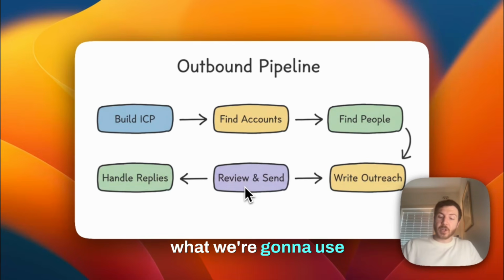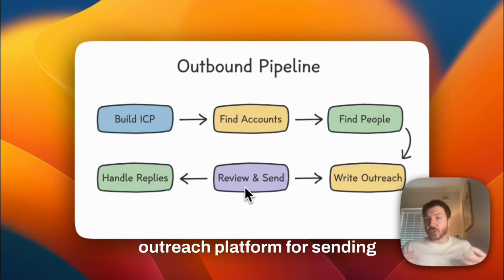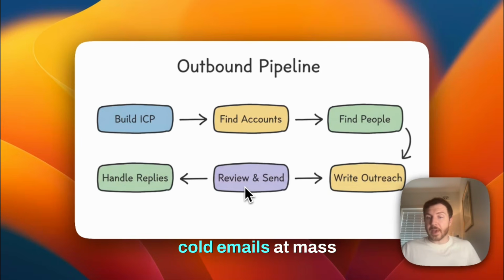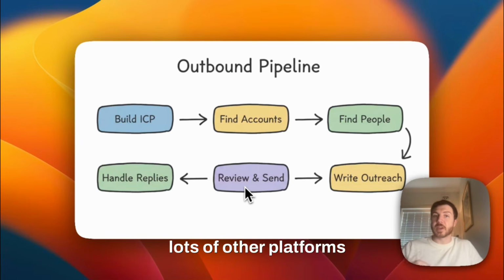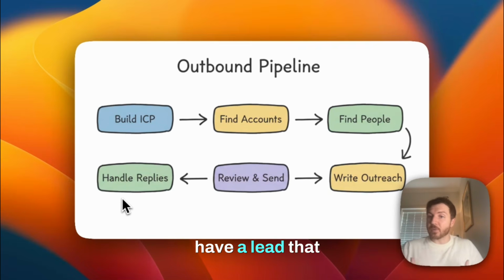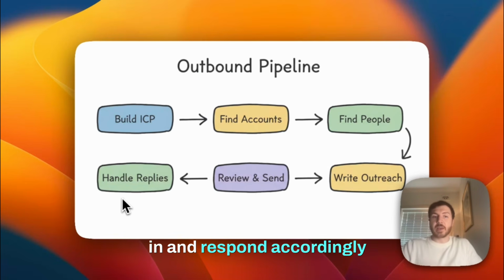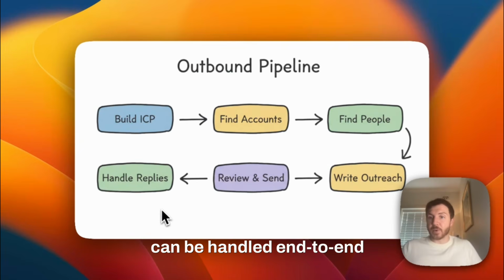Now, in our case, what we're going to use is Instantly. Instantly is an outreach platform for sending cold emails at mass. This can be replaced with Gong, with SalesLoft, with Lemlist. Again, lots of other platforms out there. Or you can have it set up so the agent sends it from its own email or from your email itself. And then when we have a lead that responds to any of our inquiries, the agent can go in and respond accordingly. Now, this process in itself can be handled end to end with this system.